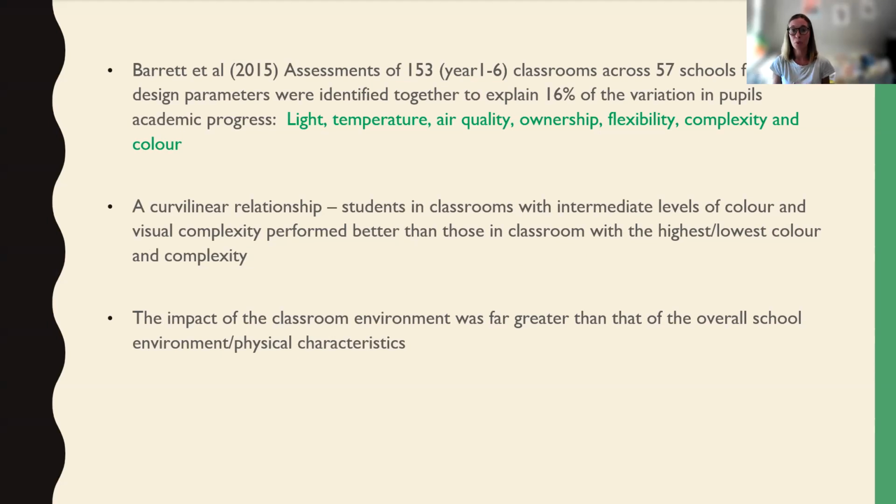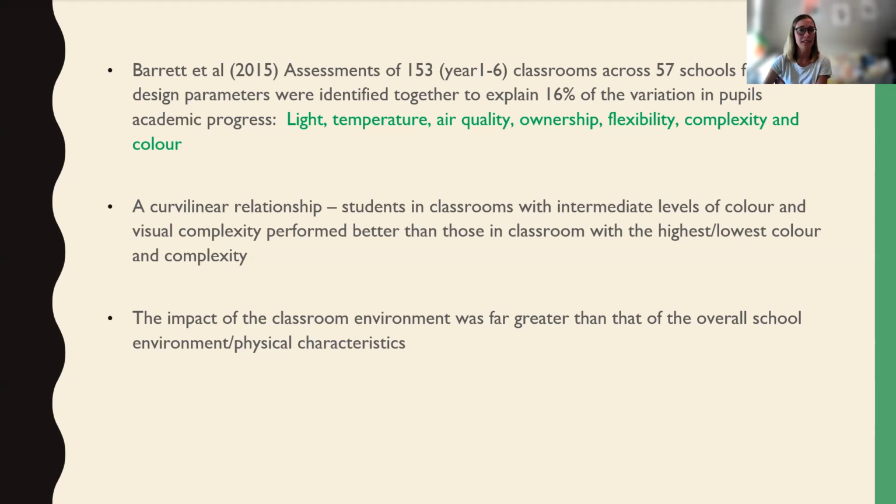Interestingly, some more detailed research that's looked at lots of different design parameters that might explain variation in pupils' performance has found, similarly to what I was saying about the stress and arousal curve, a curvilinear relationship between performance of students and the levels of colour and visual complexity in the learning environment. So children perform best in those intermediate classrooms, not the ones with the highest levels of colour and complexity or the lowest, but where there's that intermediate level of arousal.